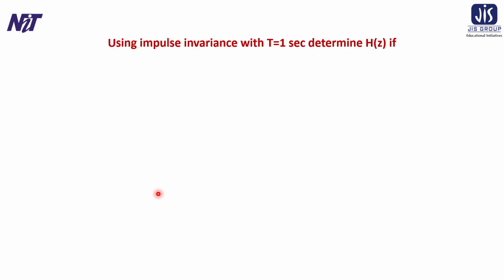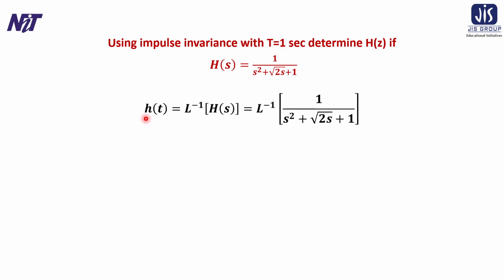Next slide, I am taking another problem. Using the impulse invariant technique with T equals 1 second, determine H(z) if H(s) equals 1 divided by s square plus root 2 s plus 1. So H(s) is given and T is also given, that is 1 second. So I'll try to solve. Now I know h(t) is nothing but the Laplace inverse of H(s). So here H(s) is given, and I want to find out what is h(t).